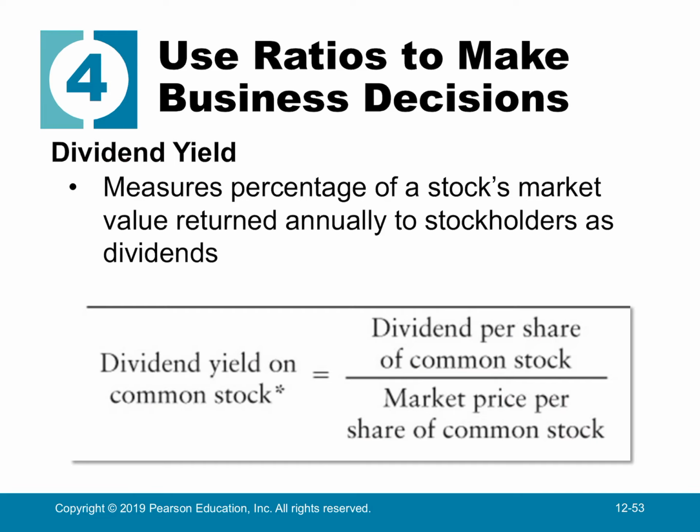The dividend yield takes a look at the stock's market value and compares it to the dividends that you'll receive. So this turns into a percentage. So if I have dividend per share of common stock, let's say of $2, and each share costs me $100 in the marketplace, that means I'm getting a 2% yield on one share of common stock of this company.